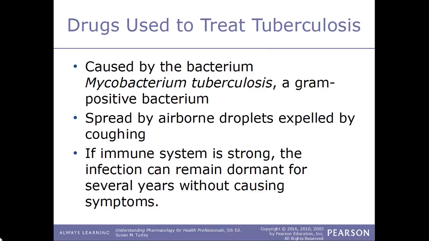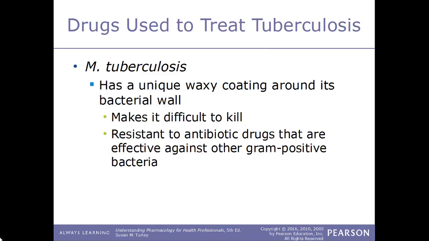Alright, now we'll talk about drugs that are used to treat TB, or tuberculosis. Now this condition is caused by the bacterium Mycobacterium tuberculosis, which is a gram-positive bacterium. This is spread by airborne droplets that are expelled by coughing. Now if the person's immune system is strong, the infection may remain dormant for several years before causing any symptoms at all. Alright, some quick notes about the bacterium, M. tuberculosis. It has a very unique waxy coating around the bacterial wall, which makes it very difficult to kill. And this bacterium is resistant to antibiotic drugs that are effective against other gram-positive bacteria.